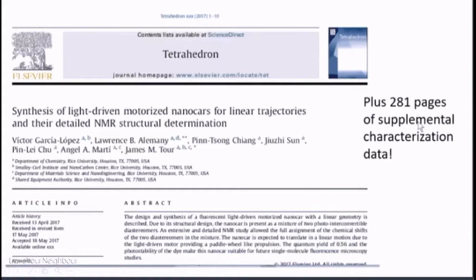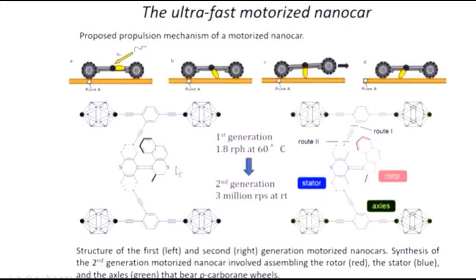So we make this nanocar. The first nanocar we made with the motor in it had this motor, and this motor would spin when you shine light on it. But it would spin at 1.8 revolutions per hour. It's kind of slow. But then when we pulled out this sulfur atom and closed this down to a 5-member ring, then it's going 3 million rotations per second. So small changes at this level have a big effect.